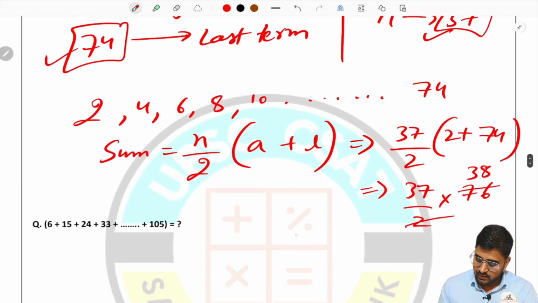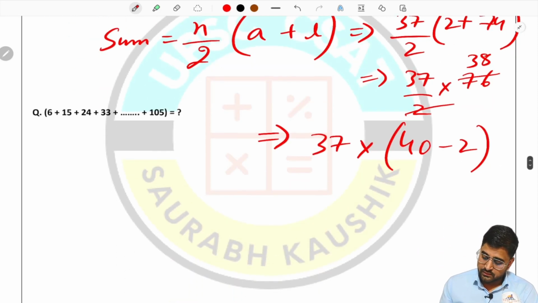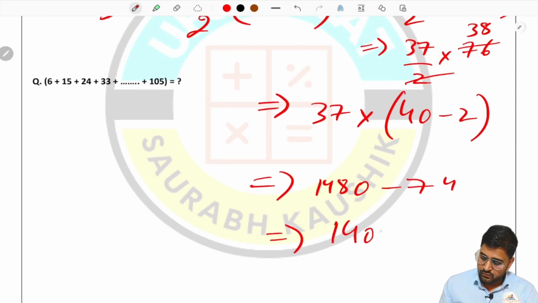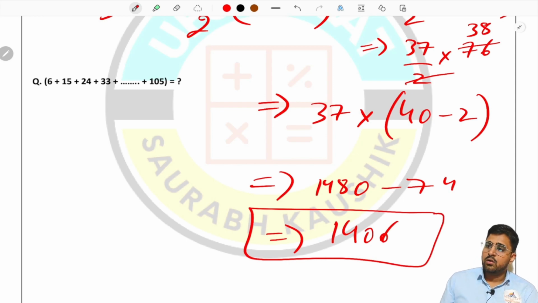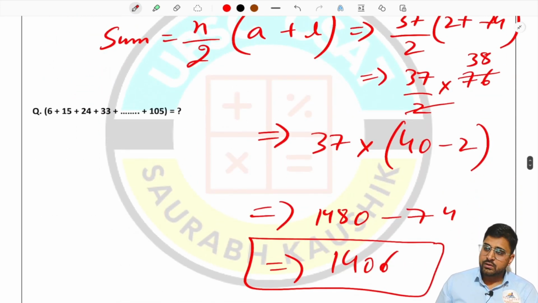37 into 38. Am I going to multiply 37 into 38? No, but I will do it like this. Oh sorry, I am not going to multiply 37 into 38, but I know that I can write 38 like this. Okay, now things become very easy for me. How? 1480, and here it is just double 74, and the answer is 1406. I hope you understand the question. It's a good one. Let's move to the next question.